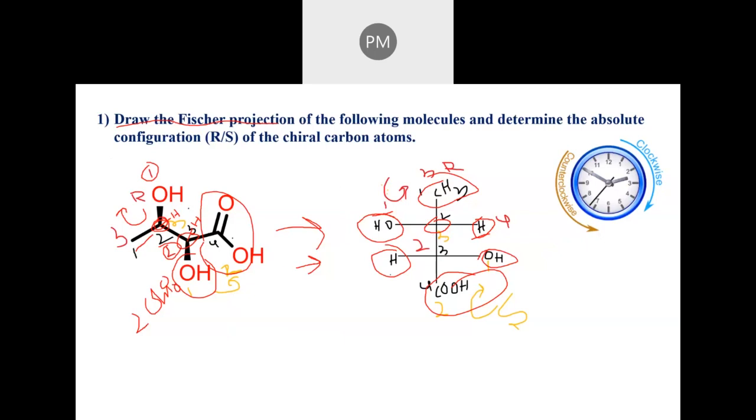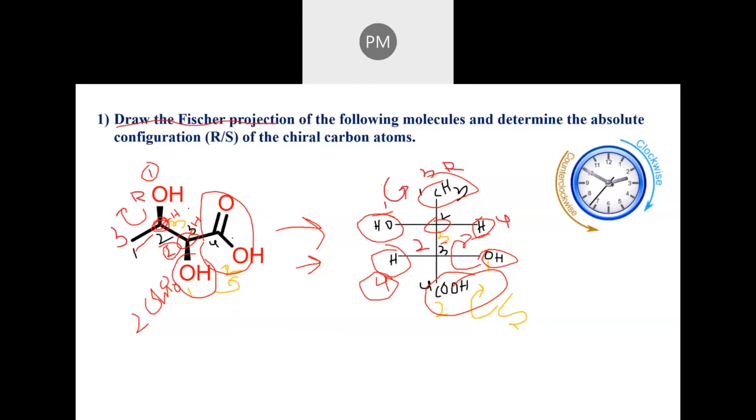Next, the next carbon center. Again we go priority-wise. This OH will be our first priority, carboxyl the second, and the C-C methyl group the third. If I rotate 1, 2, 3, the rotation is clockwise. With the fourth priority in the horizontal position, the configuration will be S.